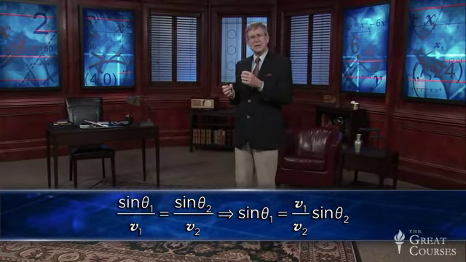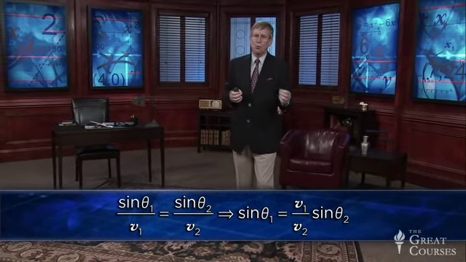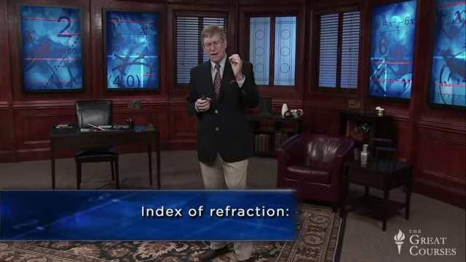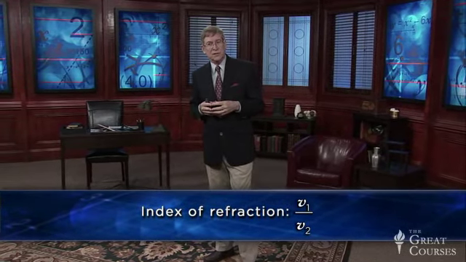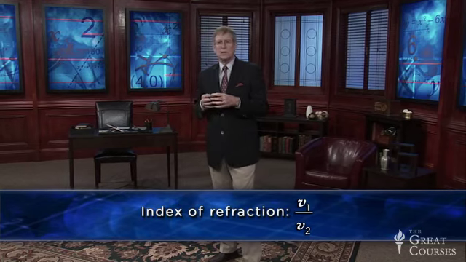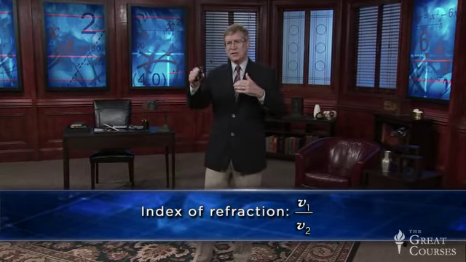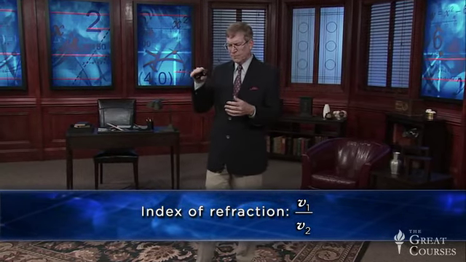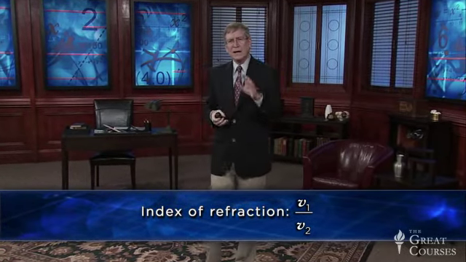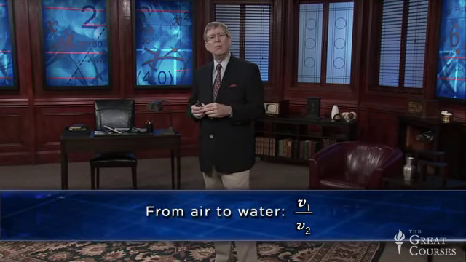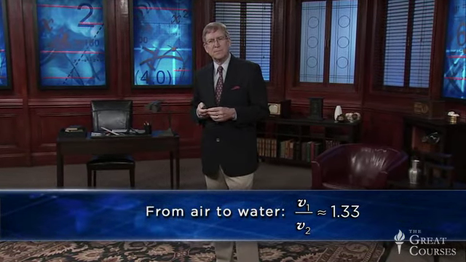Now suppose light is passing from air to water, just like on my fishing boat. My eyesight goes into the water there. Well, there's an index of refraction for this situation, and that index is the value of v1 over v2. It's approximately 1.33. You can look it up in tables. They have all these indices of refraction going from one medium to another. And for air to water, it's about 1.33.